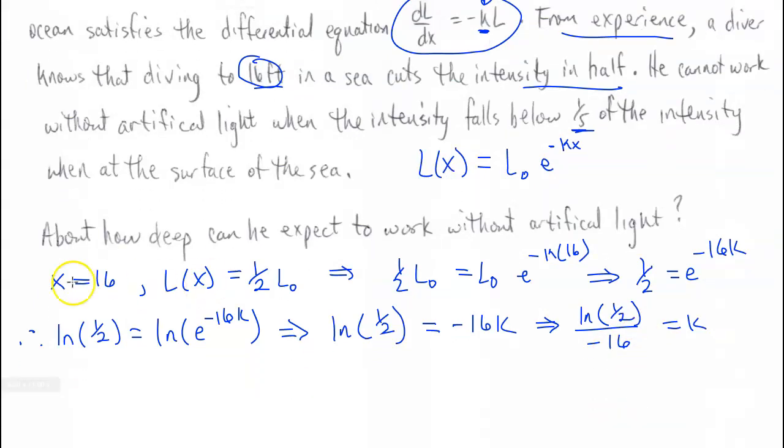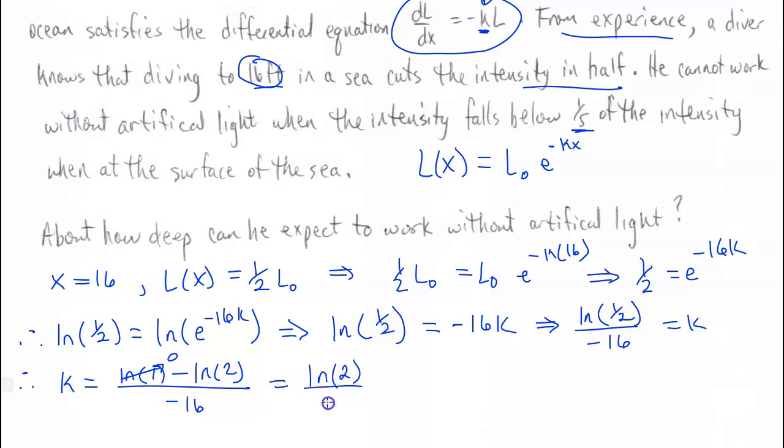I'm going to simplify this a little more. Looking at the numerator, we can rewrite it as natural log of 1 minus natural log of 2 using logarithm properties. We know that natural log of 1 is 0. That leaves us with negative natural log of 2 over negative 16. A negative divided by a negative is a positive. So I'm going to write this as 1/16 times natural log of 2, and that is our value of k.